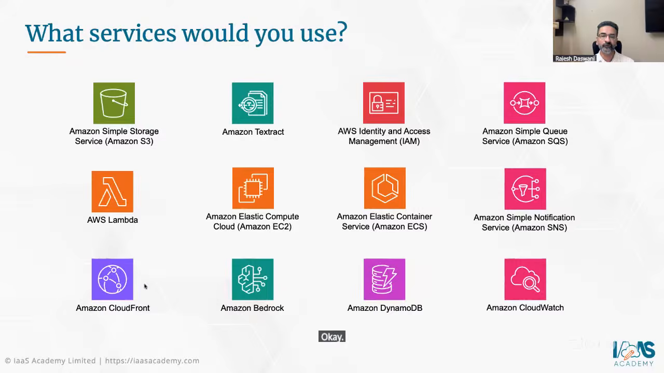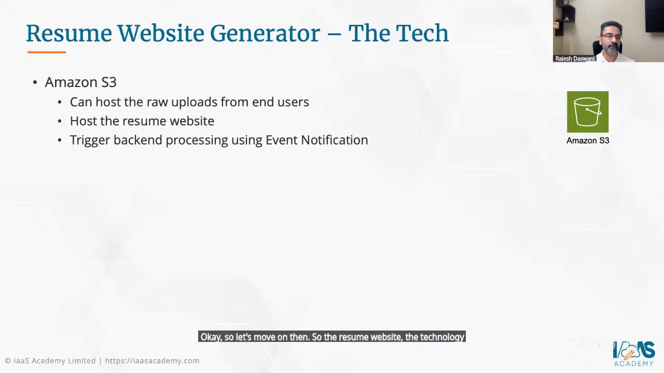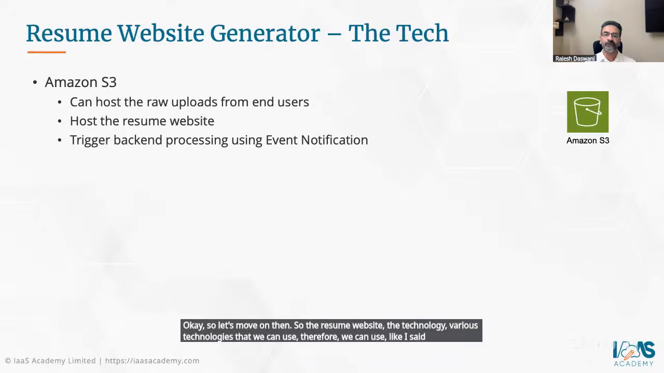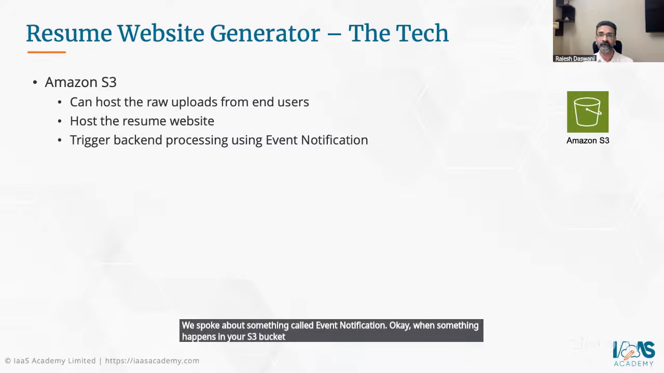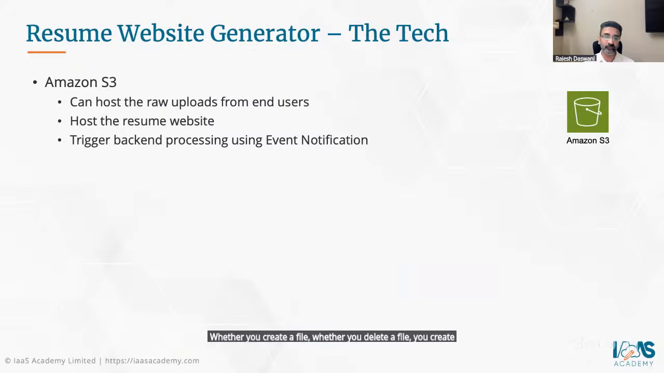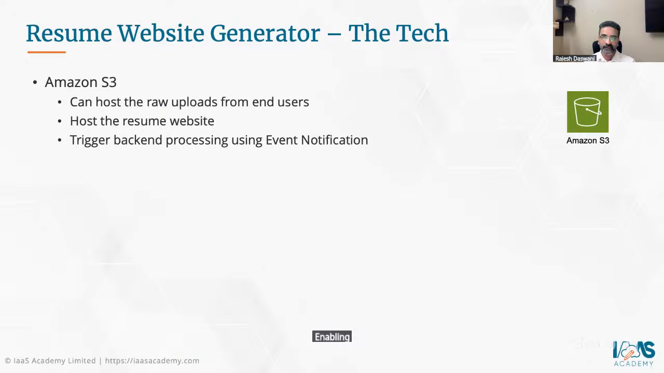Okay, so let's move on then. So the resume website, the various technologies that we can use there. We can use, like I said, S3 to host the raw upload. So when Jason Coffey decides to upload his PDF document, we can host it in an S3 bucket. And we spoke about something called event notification. When something happens in your S3 bucket, whether you create a file, whether you delete a file, you create a new bucket, you create some folders, those are all events. And so we can use that as a way of enabling our application to do something next.